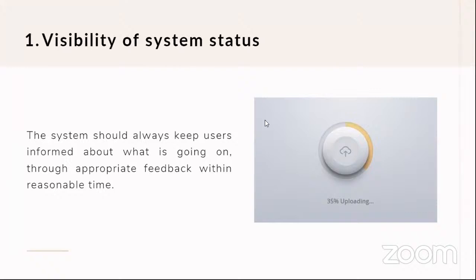So if I click on upload, it should keep me updated, right? When it's at 35, when it's at 75, it should keep telling me it's uploading. If it fails, it should also tell me that your upload has failed, or try again, or something. That's basically what this first heuristic is about, keeping users in the know of what is going on at every point in time. Another example is on our mobile phones, whether Android or iPhone, iOS.